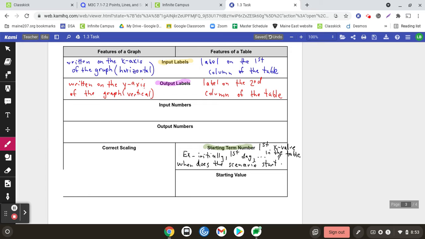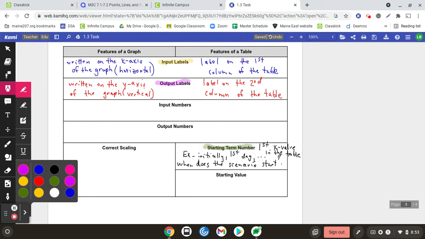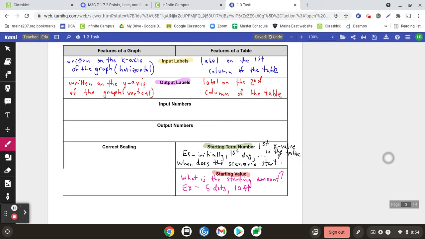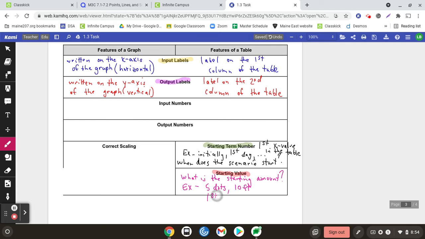And now we're also going to talk about the starting value. How about we make the starting value a color we haven't used yet, red. And remember, what we asked ourselves for the starting value was, what is the starting amount? We had examples from the previous tasks of 5 dots, or remember that basketball problem, where 10 feet was the starting amount. So this is going to be the very first y value in the table.